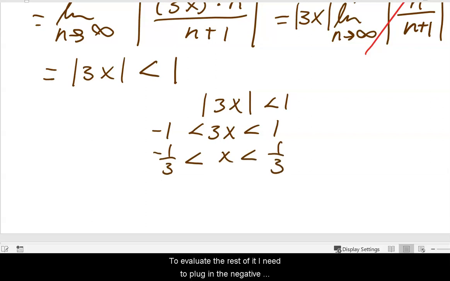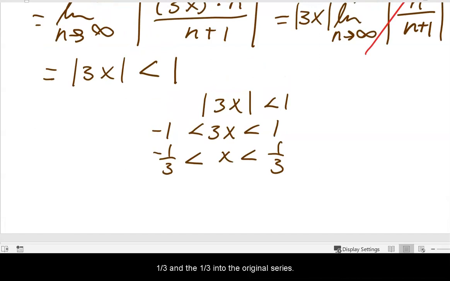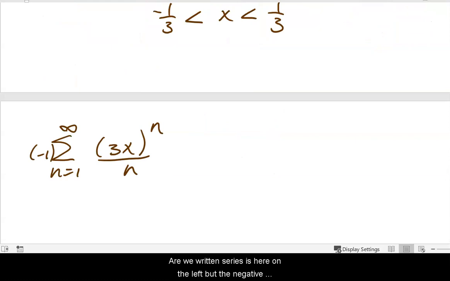To evaluate the rest of it, I need to plug in the -1/3 and the 1/3 into the original series to see whether or not it converges at the endpoints. Let's remember what the original series was. Our rewritten series is here on the left with the -1 still pulled out front. Let's check the left endpoint, which is -1/3.